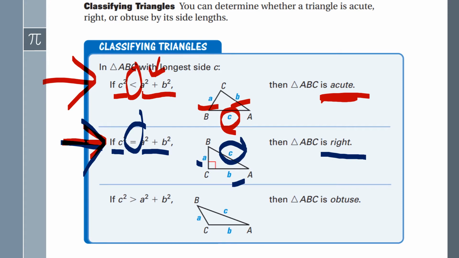The last one, we still have C. C is going to be the longer side. You're going to take C, whatever that number is, put it back in the place of C and square it. The two shorter sides are going to be A and B. Substitute those back in the place of A and B, square them and add the squares together. And if the square of C, the longer side, is greater than the sum of the two shorter sides squared, then the triangle is obtuse. So you really want to pay close attention to these three ways to classify triangles.